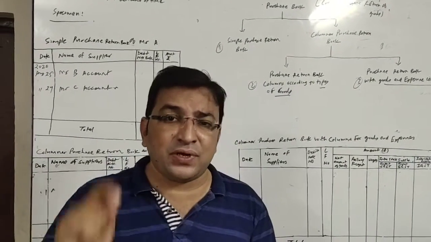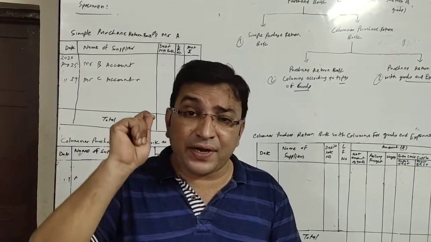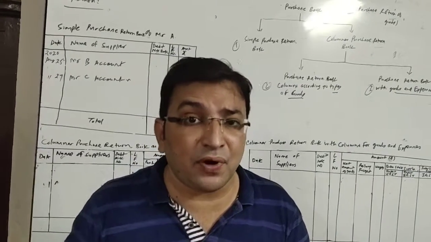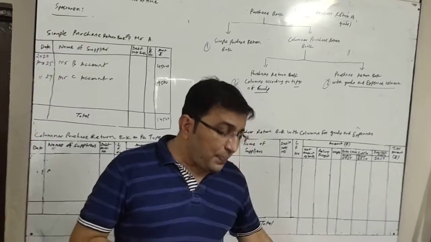So purchase return book is a book where the transactions of return of goods are recorded. Which transaction? Transaction of return of goods from us to our supplier. Okay, so that is the purchase return book.